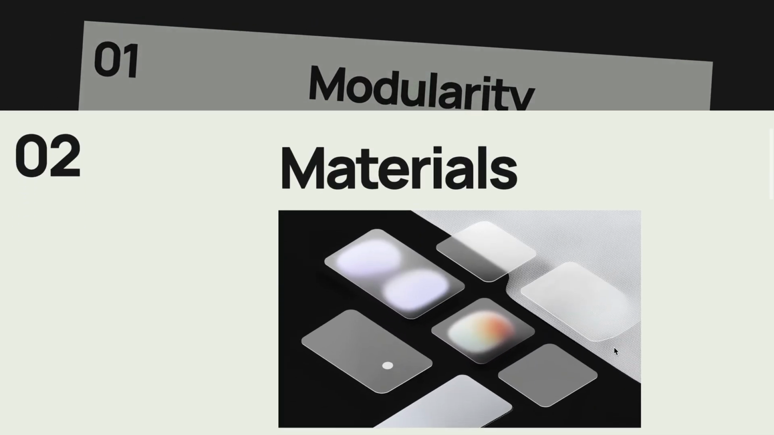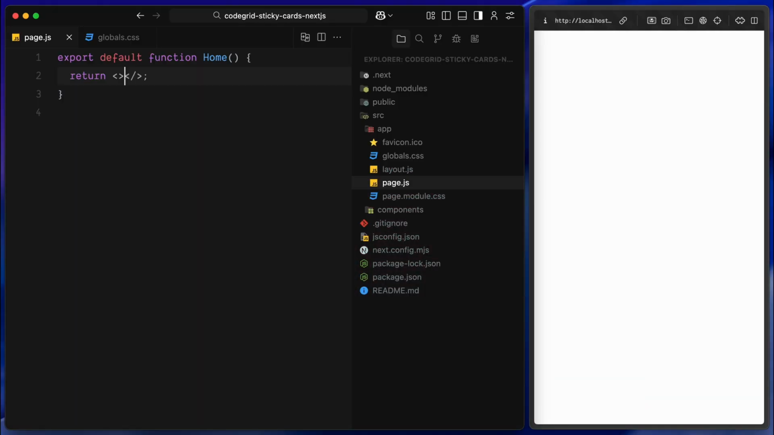Alright, let's get into the code. I've got a fresh Next.js app up and running just to save us a bit of setup time. I've already installed Lenis and GSAP, which we'll bring in later once we get to the animation part. For now, let's start by giving the page some structure.